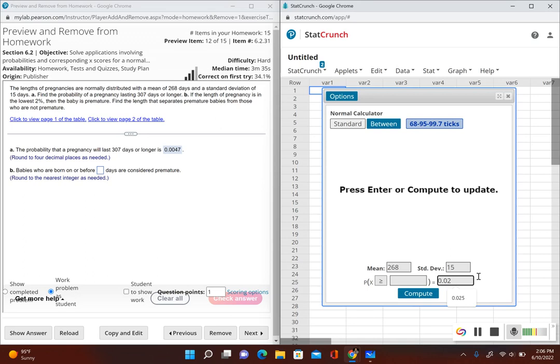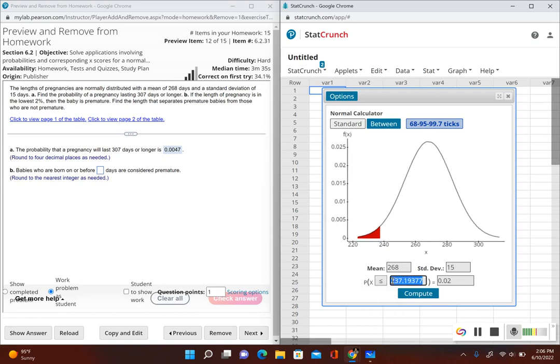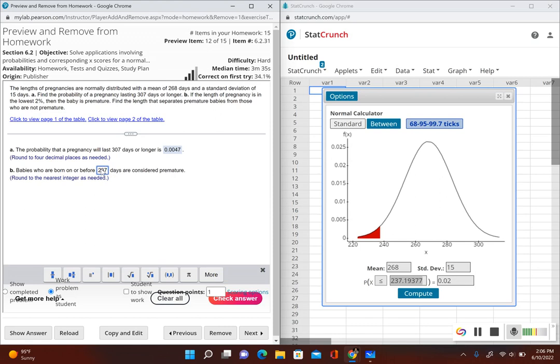So here I have an area of 0.02 to the left of however many days separates the bottom 2% from the top 98%. So since this is the area to the left, I'm going to change this to less than or equal to. And now this tells me how many days right over here. And now it's saying round to the nearest integer as needed. So rounding to the nearest integer means the ones place. So in the ones place I have a 7, and the number to the right of it is less than 5. So I'm going to keep the 7 the same. So this tells us 237 days is the number of days that separate premature babies from babies that are not premature.